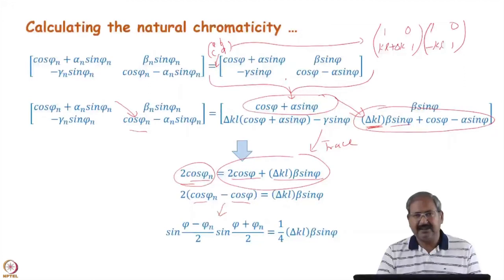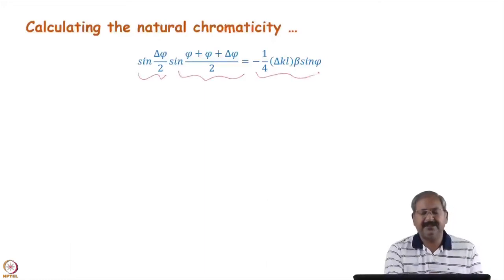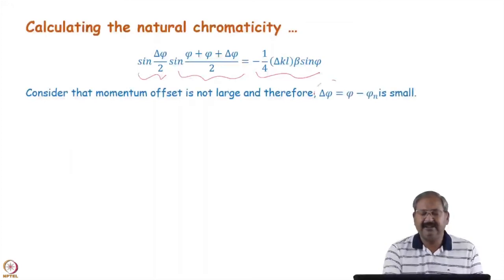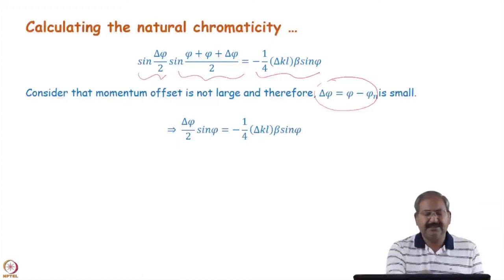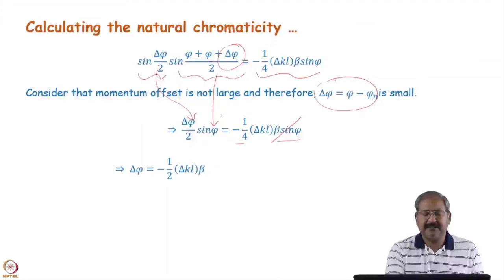Now because we are assuming that the energy spread is not much, meaning delta p by p is a small value, the change in strength delta kl will also be a small number. And that's why the change in phase will also be smaller. So we can write down sin delta phi by 2 and sin phi plus delta phi by 2 is this. Now using the approximation that delta phi, that is phi n minus phi, is small, sin delta phi by 2 can be approximated as delta phi by 2. And here we can neglect the delta phi in comparison to the 2 phi. So 2 phi by 2 will be sin phi, and this will be RHS. So now sin phi and sin phi cancel out, and you have delta phi is equal to minus half delta kl beta.